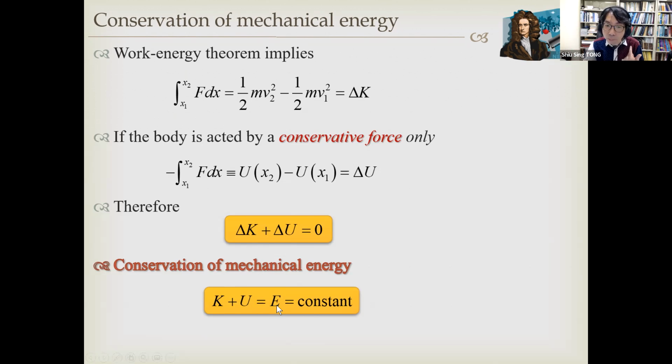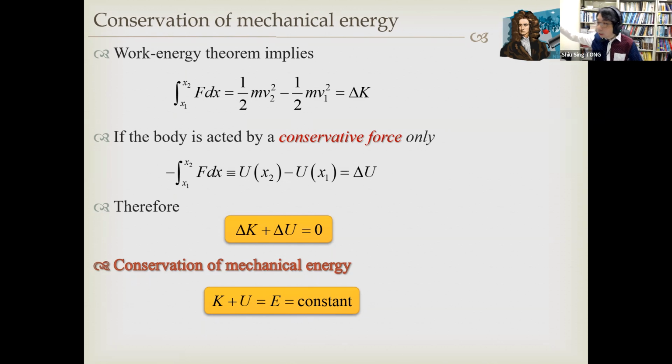That is denoted by the total mechanical energy E. This is called the mechanical energy. The mechanical energy is the sum of the kinetic energy and the potential energy, and that always remains constant in the motion.